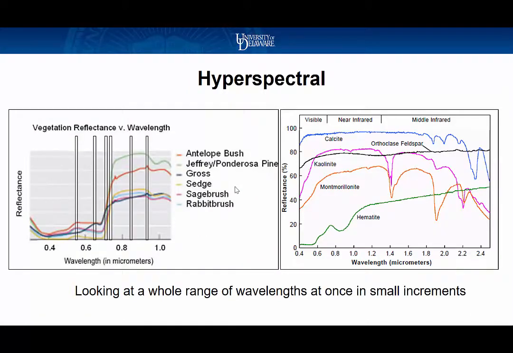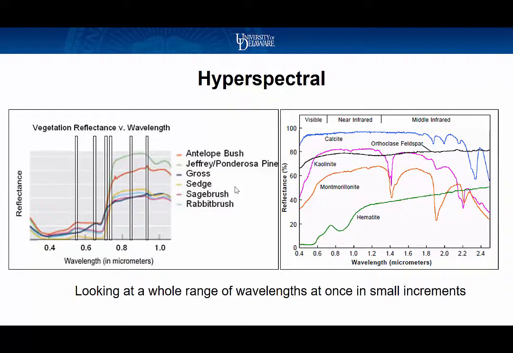There are also hyperspectral cameras. Now, hyperspectral cameras, instead of focusing in on one wavelength, they get a whole range of the electromagnetic spectrum, and they get it in small increments. It produces a lot of data.